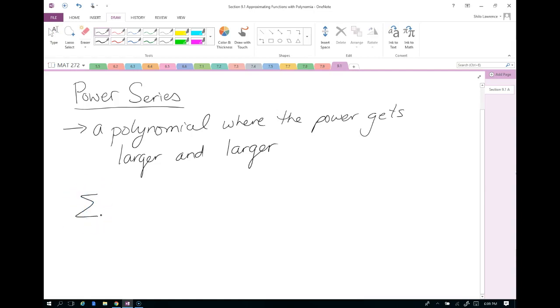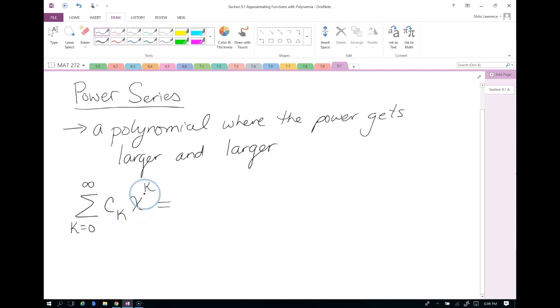So the math notation for power series is the sum from k equals 0 to infinity. So this one's going to go on forever, of c sub k times x to the k. Now the c is just a coefficient, and that little subscript just means every single term could technically have a different coefficient. We're just matching it up with the x value that has that same power.